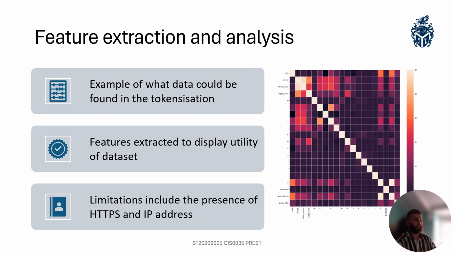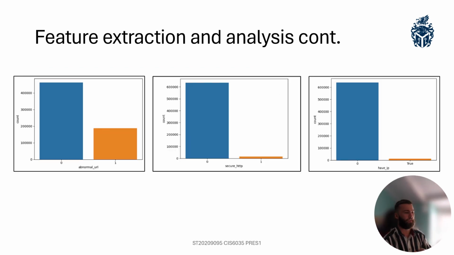But here we're just spreading the features out and having a look, using a heat map, at the distribution of the features across the dataset. So you can see that it's quite a broad feature set that we've identified, which again goes hand in hand with the usability of the dataset itself. And then we can go into feature extraction and analysis in a little bit more detail.